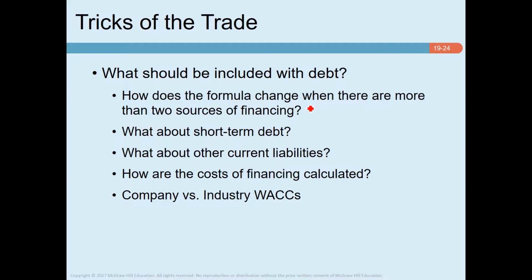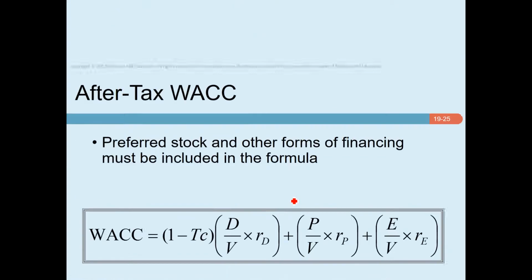How does the formula change when there are more than two sources of financing? What about short-term debt? What about other current liabilities? How is the cost of financing calculated? And company versus industry weighted average cost of capital. First of all, how does the formula change when there are more than two sources of financing?